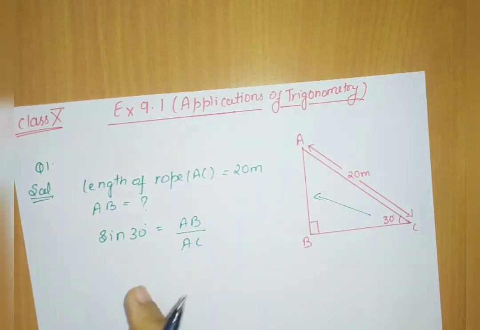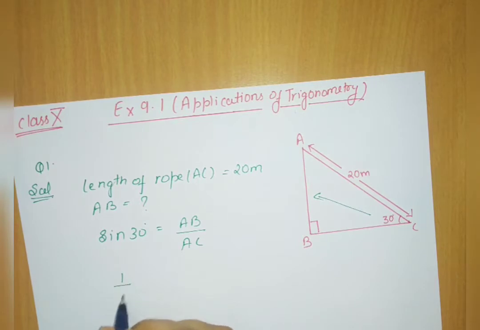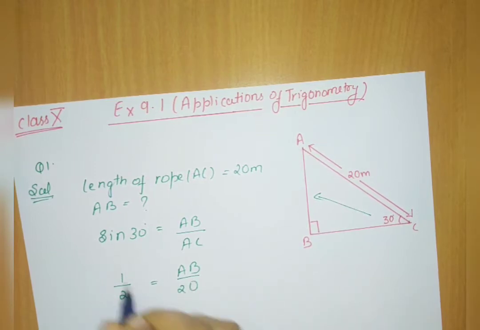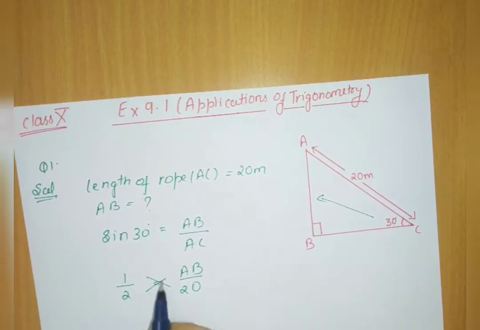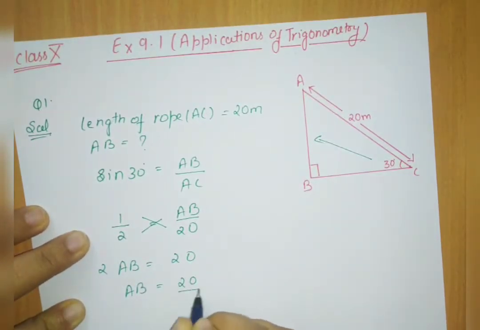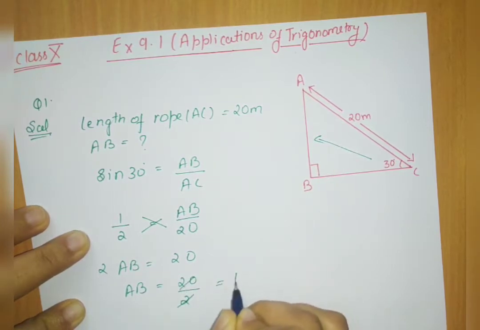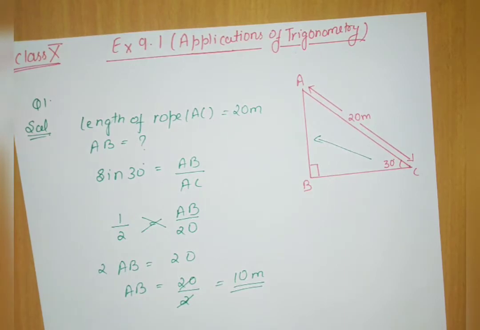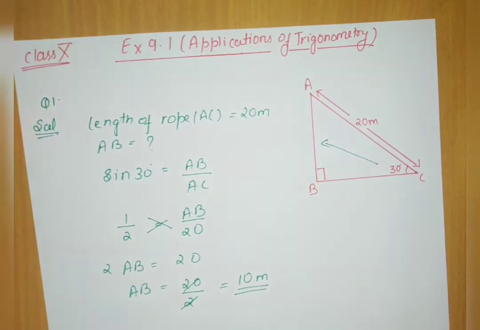Now sine 30 is 1 by 2. So I can write 1 by 2 is equal to AB, that I need to find out, over AC, how much? 20 meter. Now cross multiply we will do. So 2AB on this side and 20 on the other side. So AB is equal to 20 by 2. My answer is 10 meter. So the height of the pole is 10 meter. I hope you understood the first question.